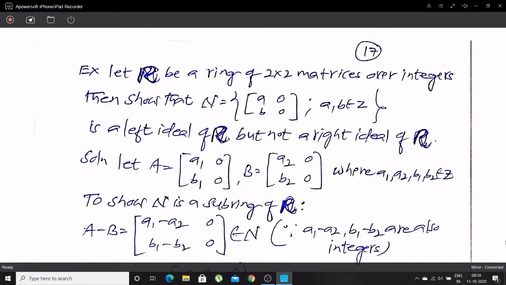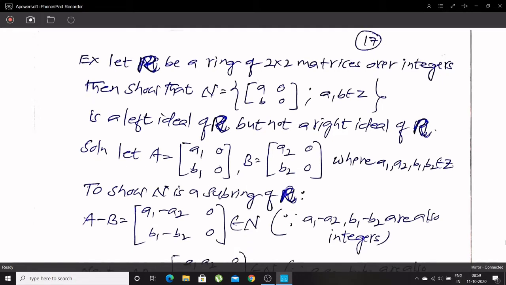Let A be a matrix containing the elements A1, B1 in the first column, second column strictly 0. In the matrix B, the first column elements are A2, B2. Second column elements are strictly zeros. Here all the elements, that means A1, A2, B1, B2 are integers. Let me verify the subring condition. I will take the difference of these two matrices, A minus B. You know how to work out the examples.